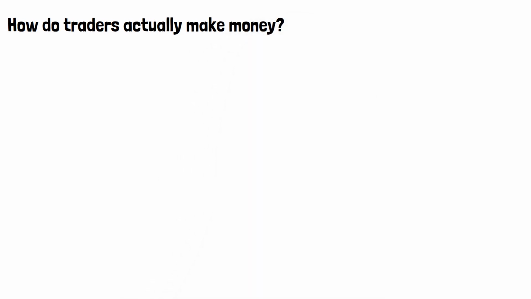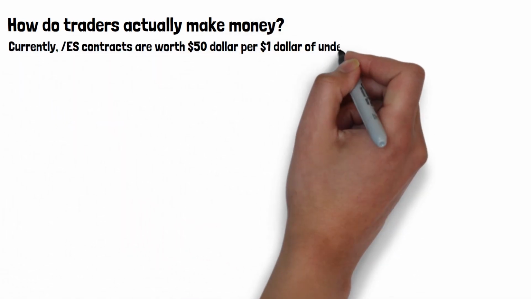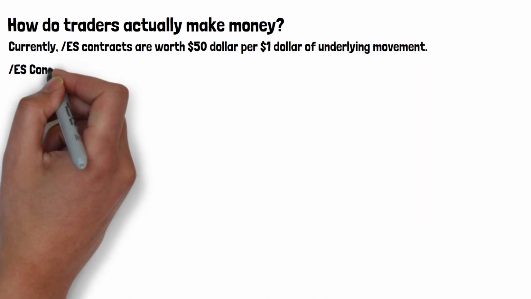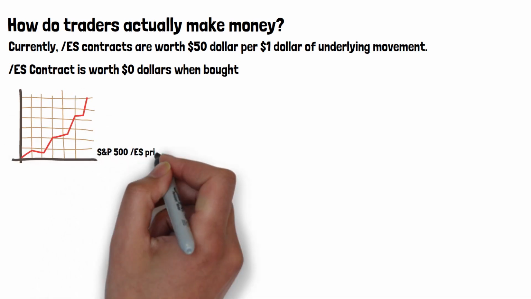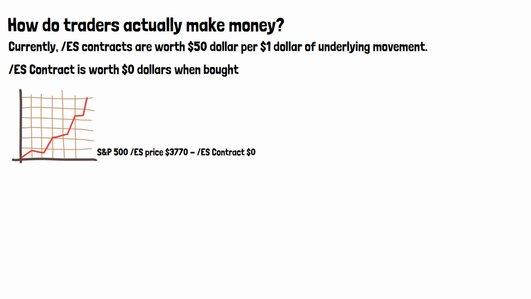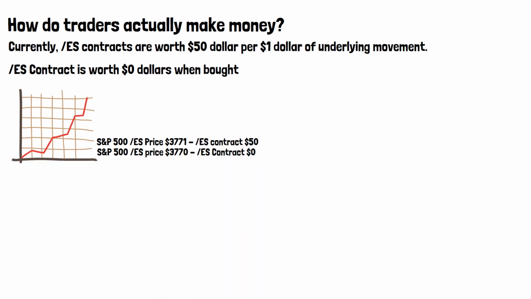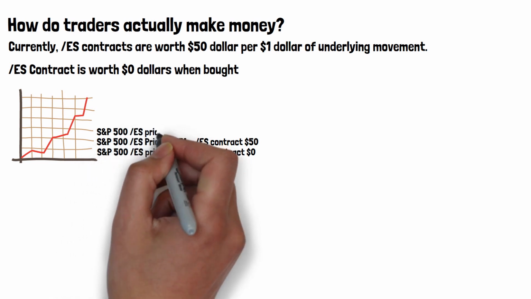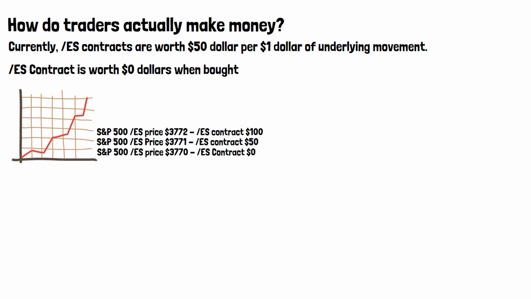So how do traders actually make money? Well, currently the E-mini contracts are worth $50 per $1 of underlying movement. What that means is the contract is worth $0 when bought. But let's say that the S&P 500 is currently worth around $3,770. When the S&P 500 moves $1 to $3,771, then the contract is now worth $50. Then when the S&P 500 reaches $3,772, then the contract is now worth $100, and so on and so forth.